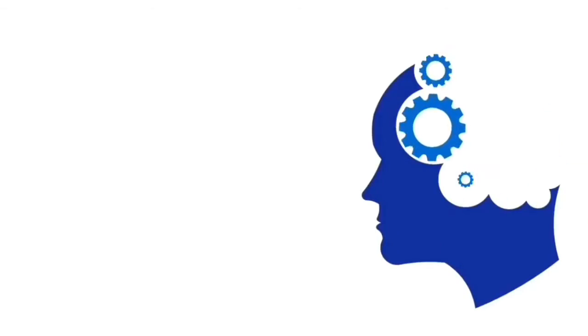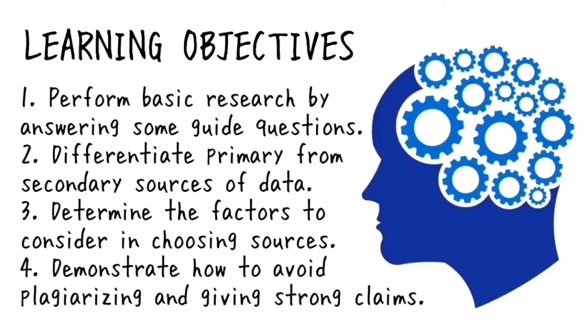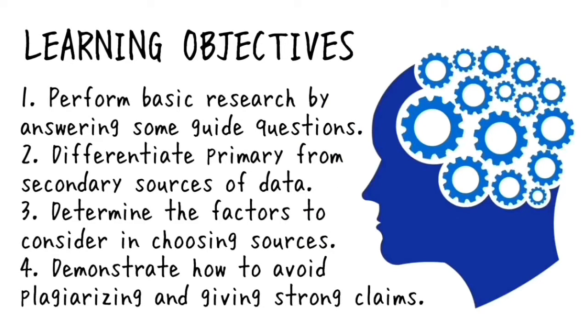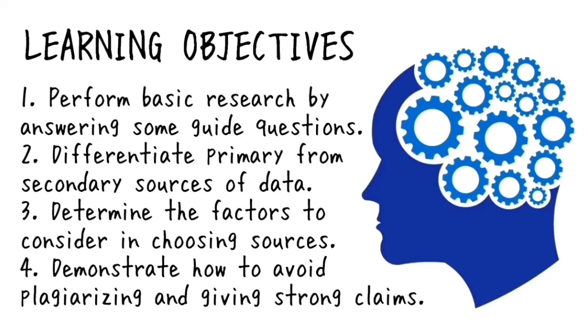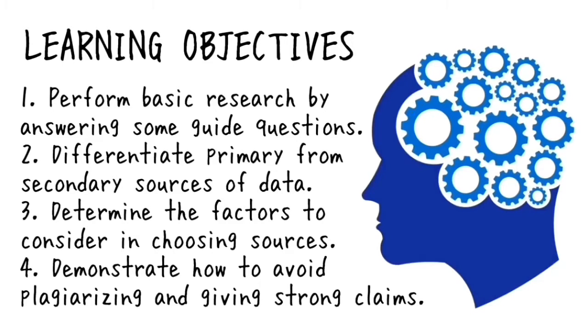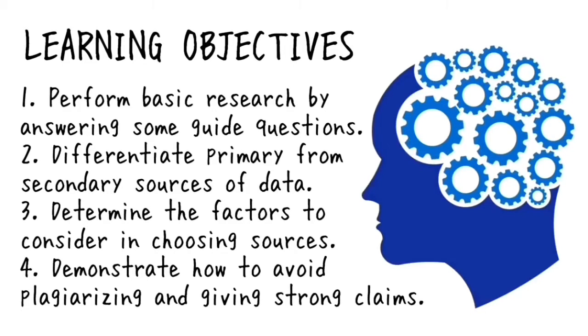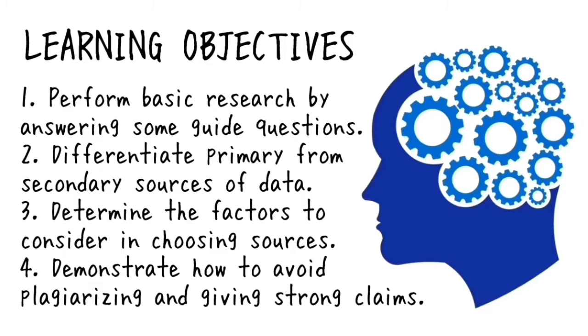But first, let me share with you the learning objectives. Number 1 is to perform basic research by answering some guide questions. Number 2 is to differentiate primary from secondary sources of data. Number 3 is to determine the factors to consider in choosing sources. And number 4 is to demonstrate how to avoid plagiarizing and giving strong claims.